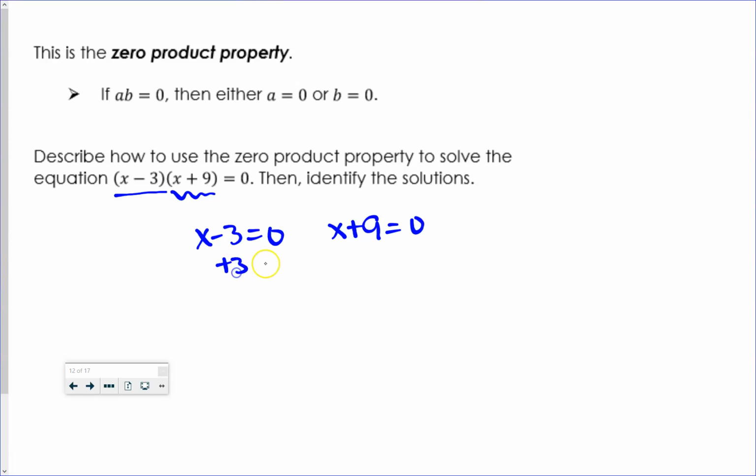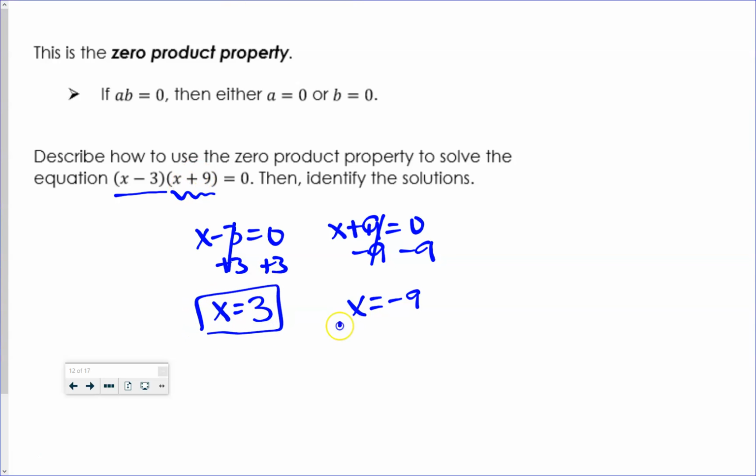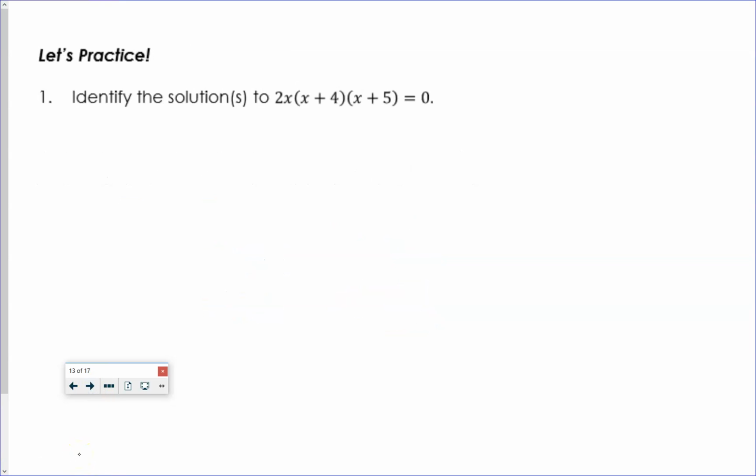So here to get x on its own, we're going to add 3 to each side, and we get x is equal to positive 3. Over here to get x by itself, we're going to subtract 9, and we get x is equal to negative 9. So if x equals 3, that makes this piece 0. If x equals negative 9, that makes this piece 0. So both of these are solutions because either one of them can make this whole thing equal to 0. Okay? Let's do another one.